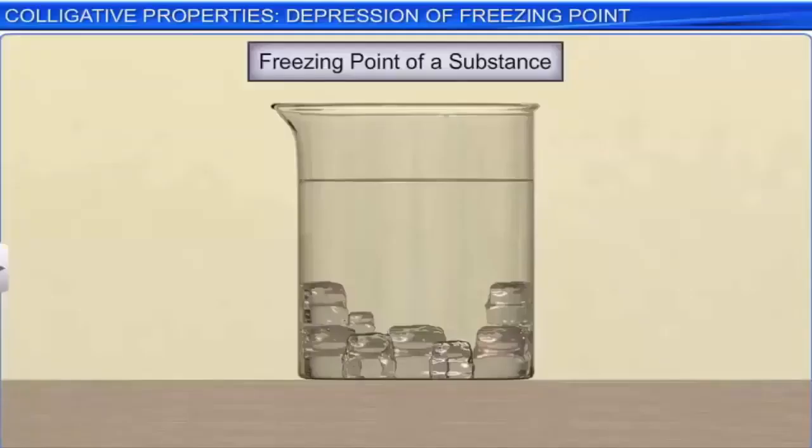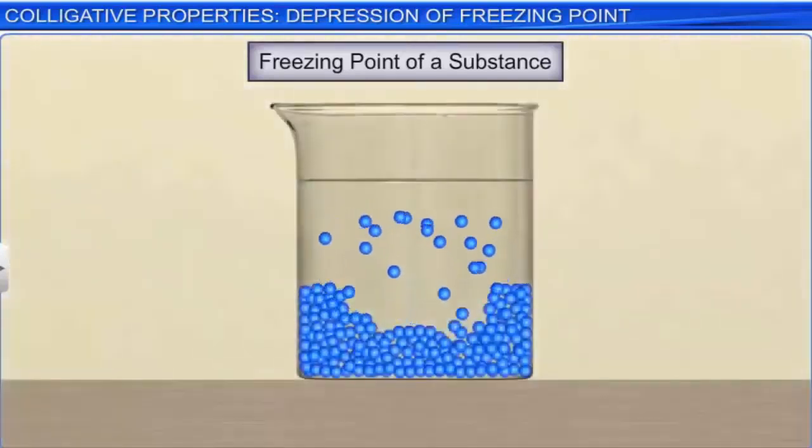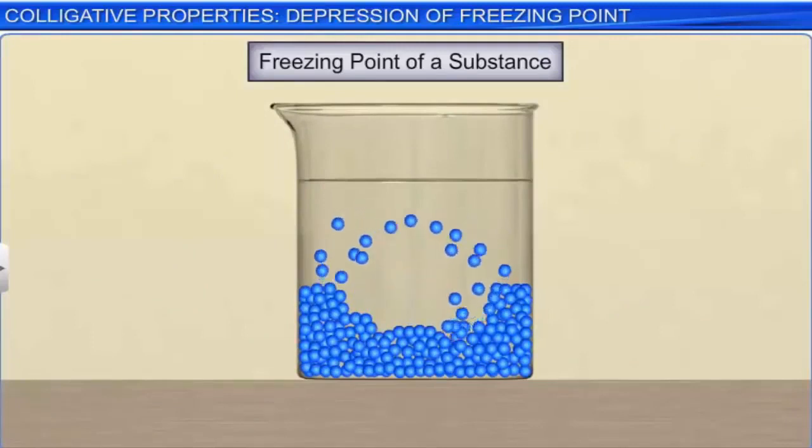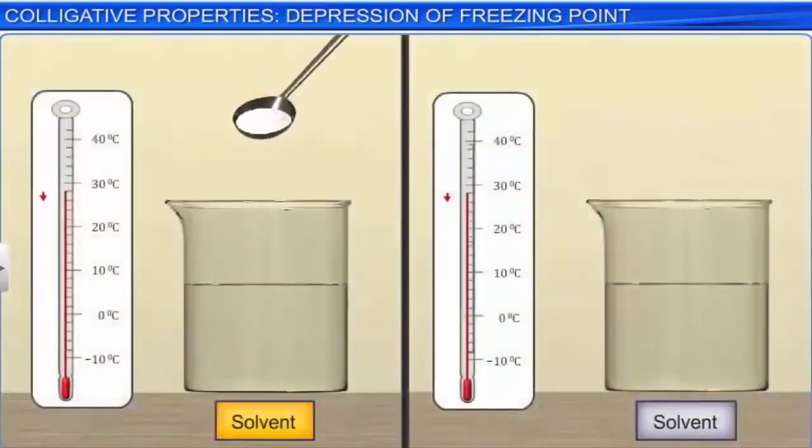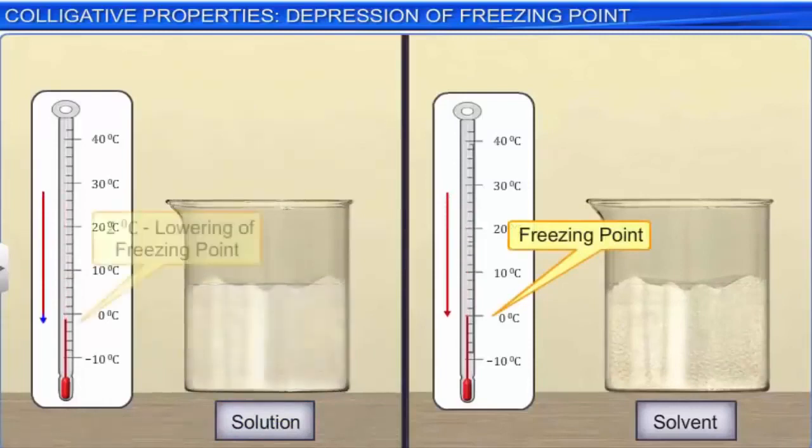The freezing point of a substance is defined as the temperature at which its solid phase is in dynamic equilibrium with its liquid phase. At the freezing point, the vapor pressure of the substance in its liquid phase is the same as the vapor pressure of the substance in its solid phase. When a non-volatile solute is added to a solvent, the freezing point of the solution gets lowered.